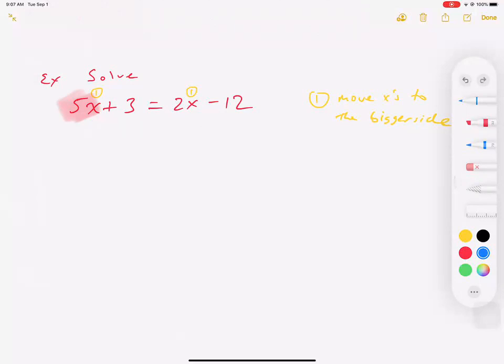To move it over from the equal sign, we do the opposite operation. What's the opposite of plus 2x? It's going to be minus 2x to both sides. 5x minus 2x is 3x, plus 3, is equal to negative 12. Now we're back to an easy level 1 problem.